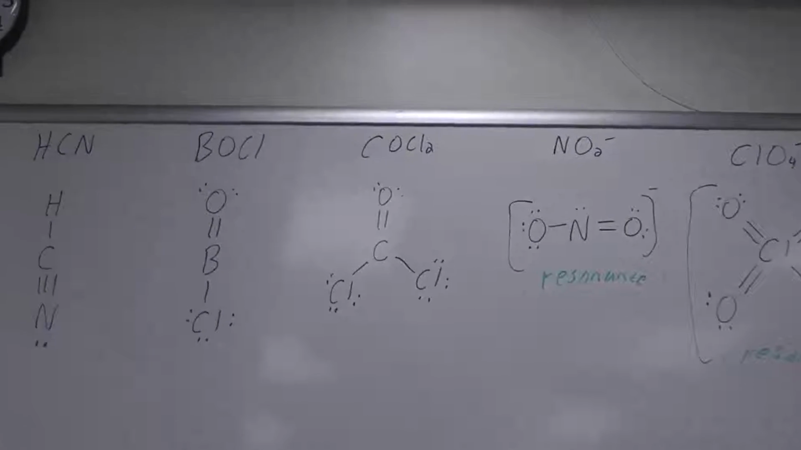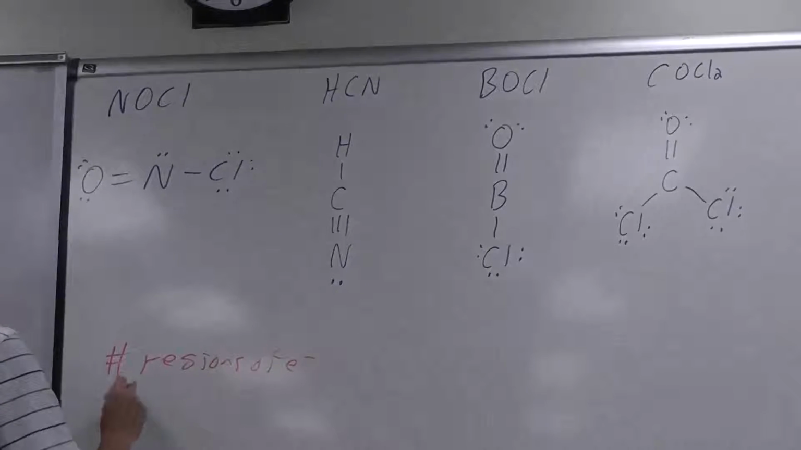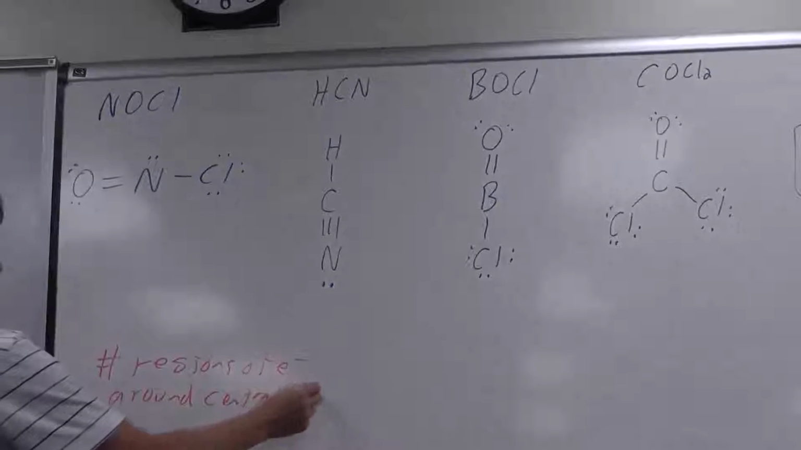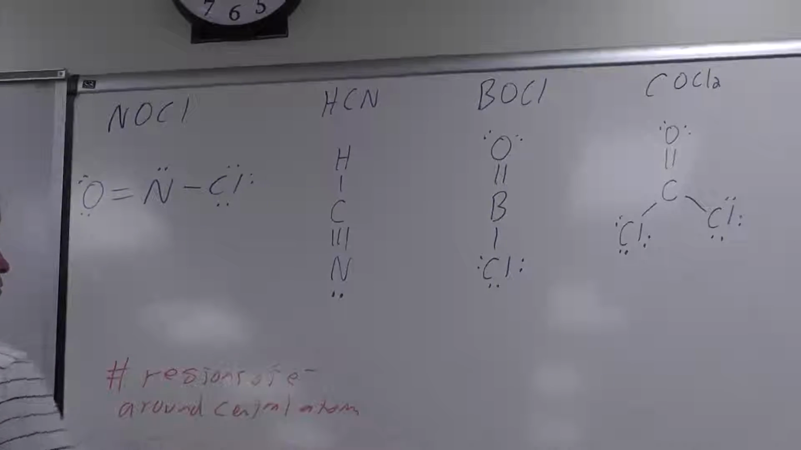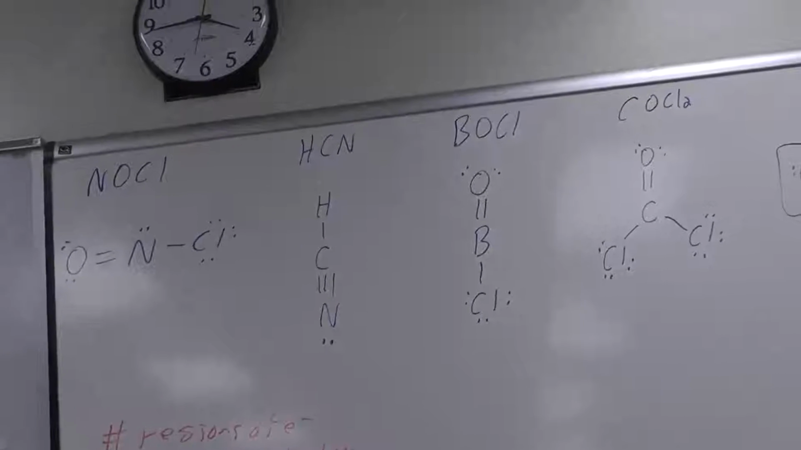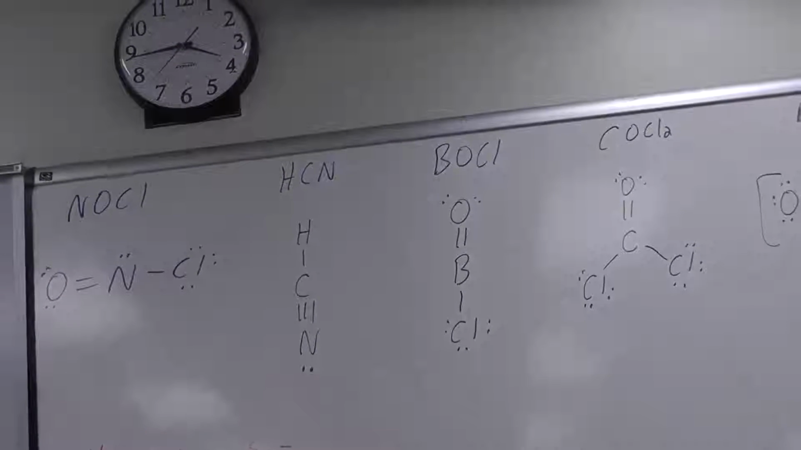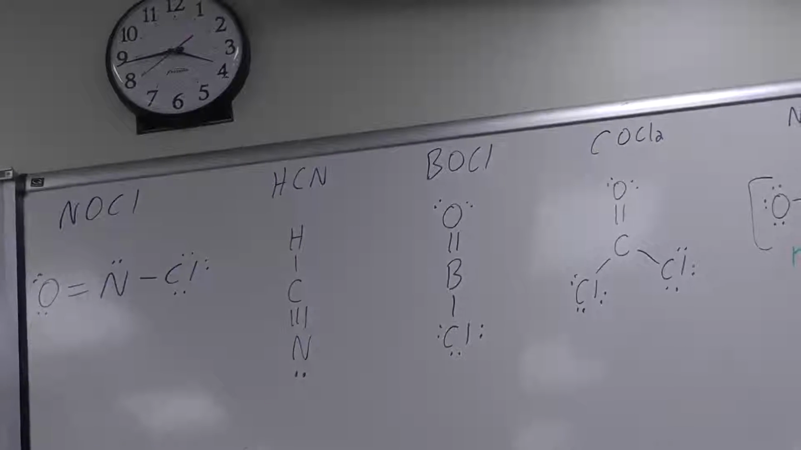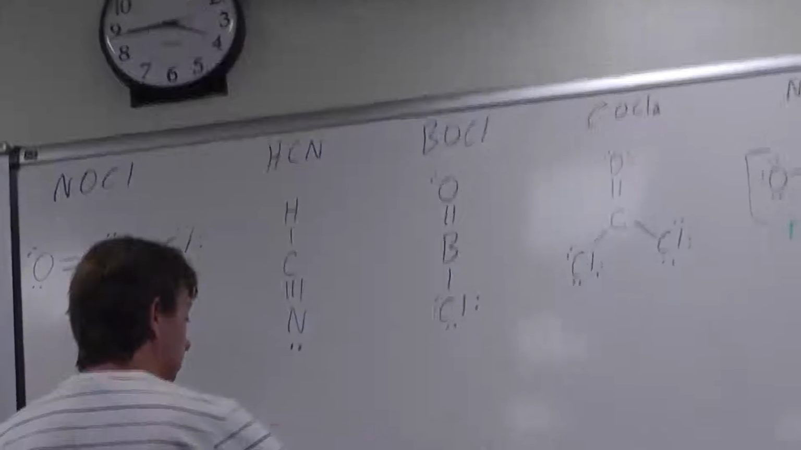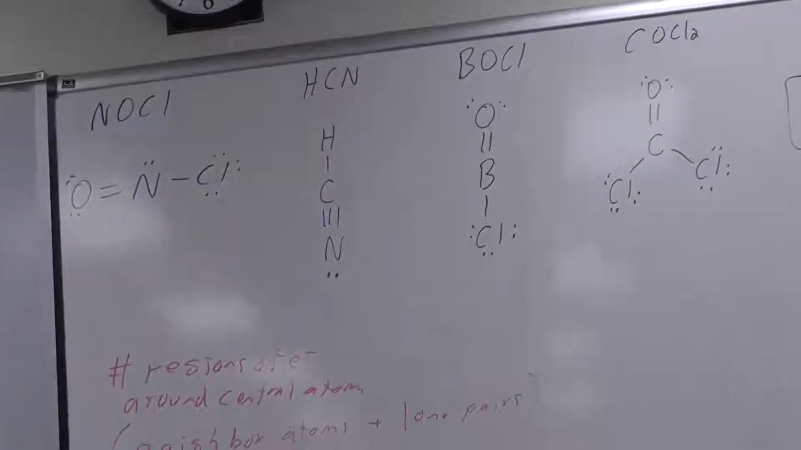The number of regions of electrons around the central atom is the primary thing that determines the geometrical shape. And what you're counting when you're counting those regions of electrons, you're counting neighboring atoms, and you're counting lone pairs around that atom.